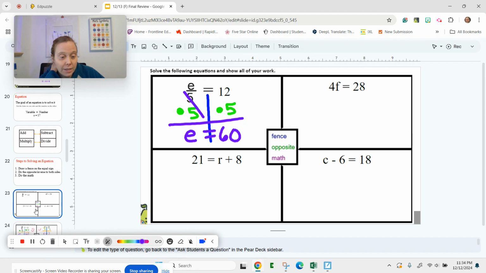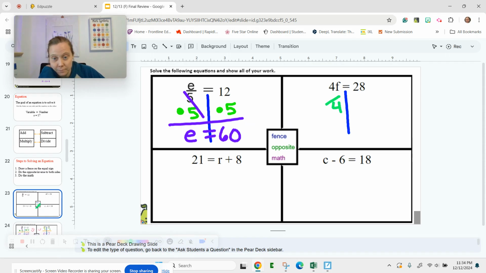All right, the next problem, it says 4f equals 28. So what would be our first step? What's the opposite? Four and f are multiplying together, so the opposite of multiplying is to divide. Last step is to do that math. 28 divided by 4. The 4s cancel, leaving us with f equals 7.